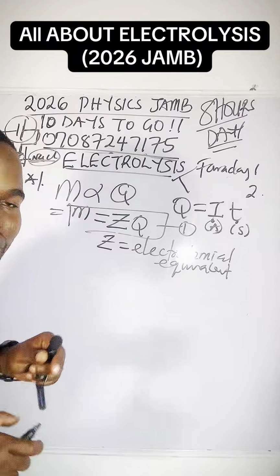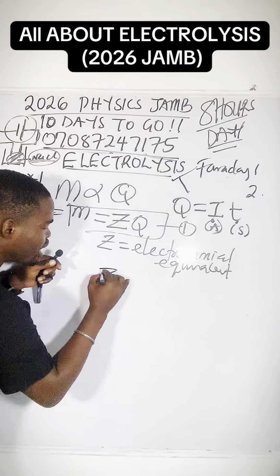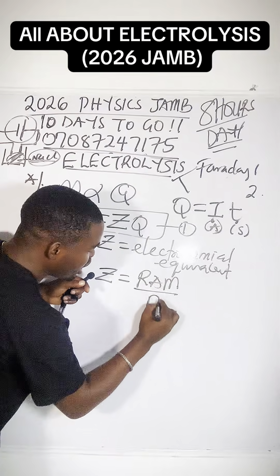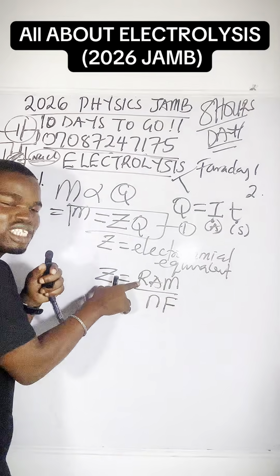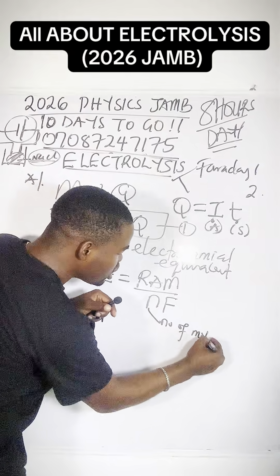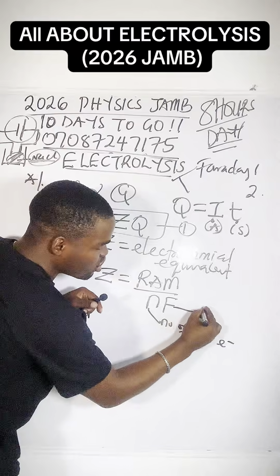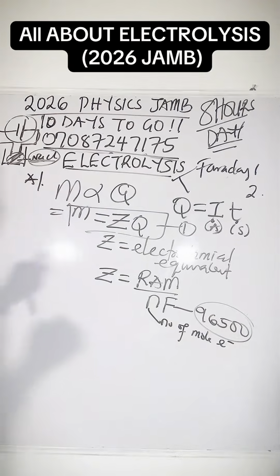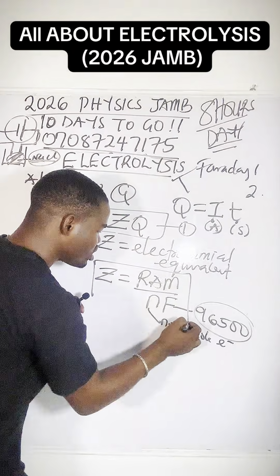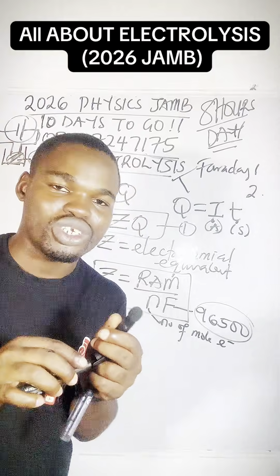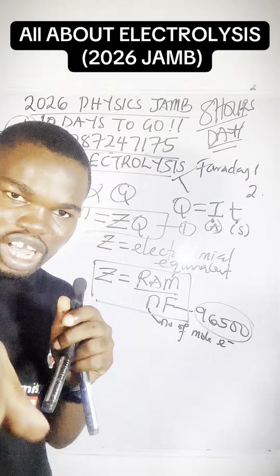Good. Now, this Z that you are seeing here has its own formula. Just like I said, it's electrochemical equivalent. So the formula is what? Z equals RAM over NF. RAM is relative atomic mass, N is the number of moles of electrons, and F is the Faraday constant, 96500. Everybody knows that. So by the time you know this and you know this, you have solved 50% of electrolysis questions. You guys will not agree with me, but I will prove it to you.